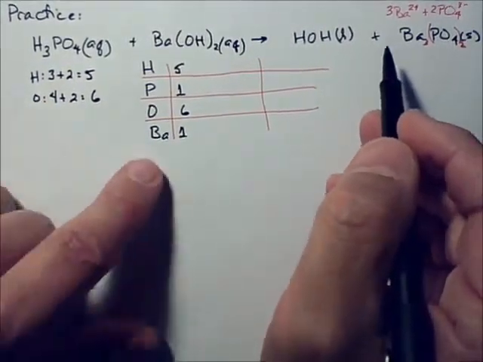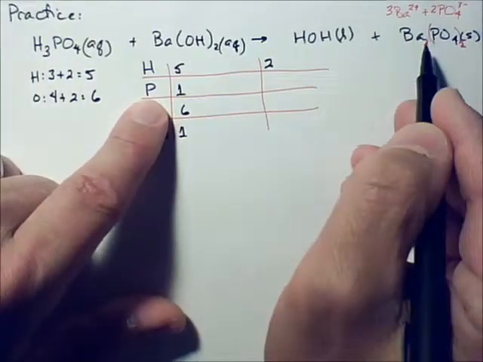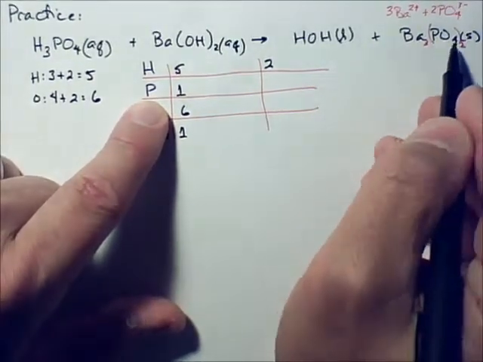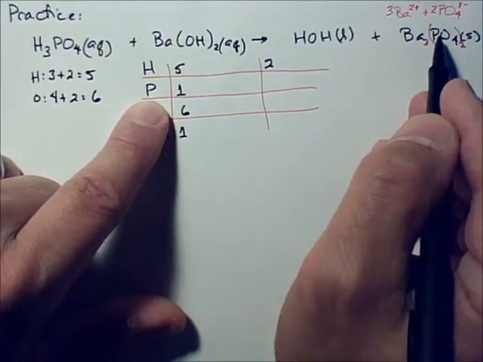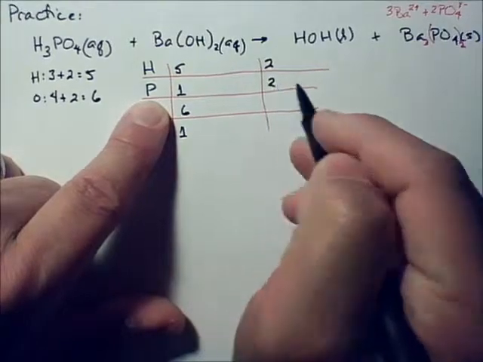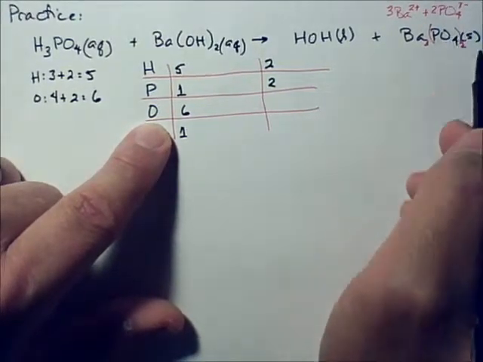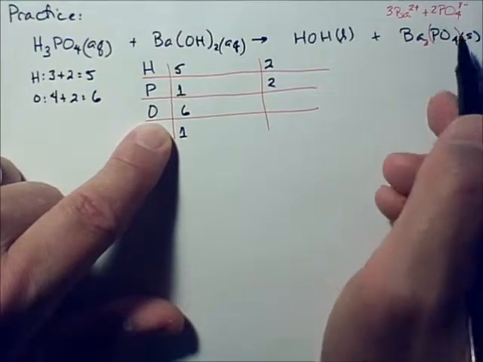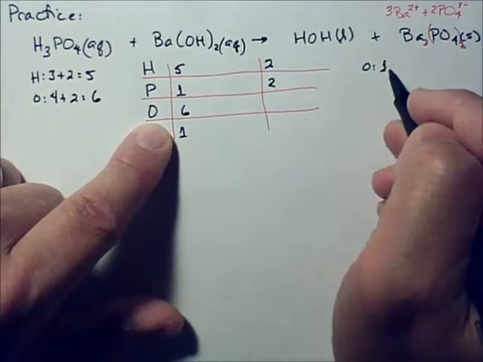Over on the other side, I have 2 hydrogens. I have 2 outside the parentheses means I have 2 of everything inside. 1 phosphorus in the phosphate ion. 2 times 1 is 2. 2 phosphoruses. 4 oxygens in the formula for phosphate times 2 is 8. Let's do the math here. Keep up with it. I've got 1 oxygen here.